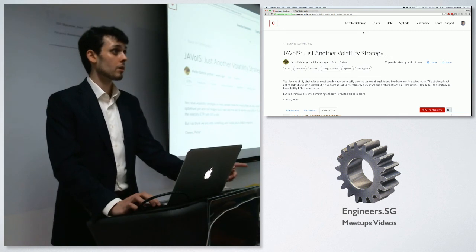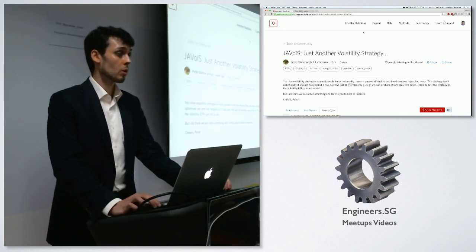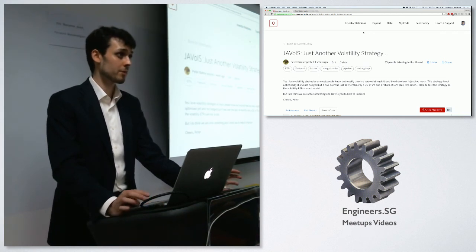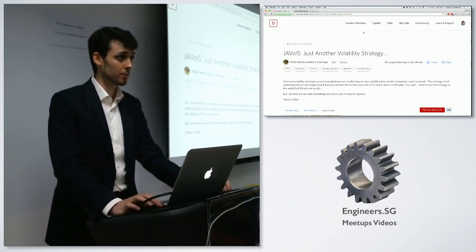Are you able to have futures data on Quantopian? We're working on it. We like not to overpromise, so we don't have specific dates or deadlines for when we're going to be able to finish it, but we're working on it as fast as we can, to enable futures as a tradable market.